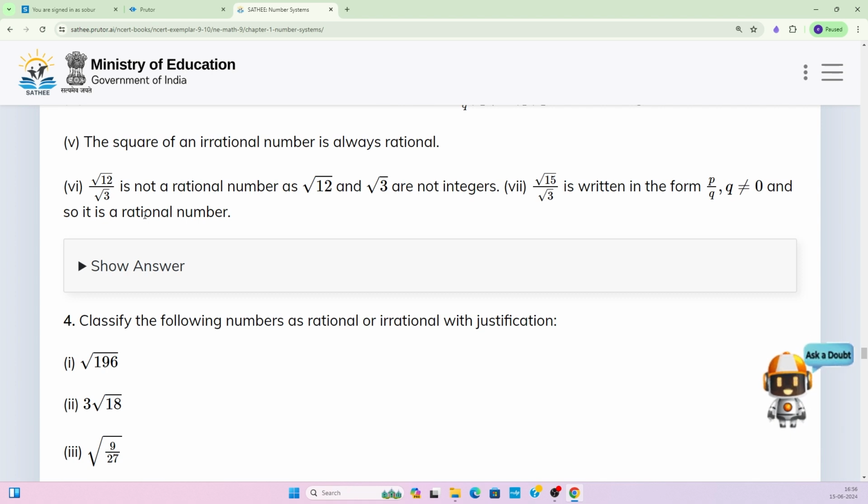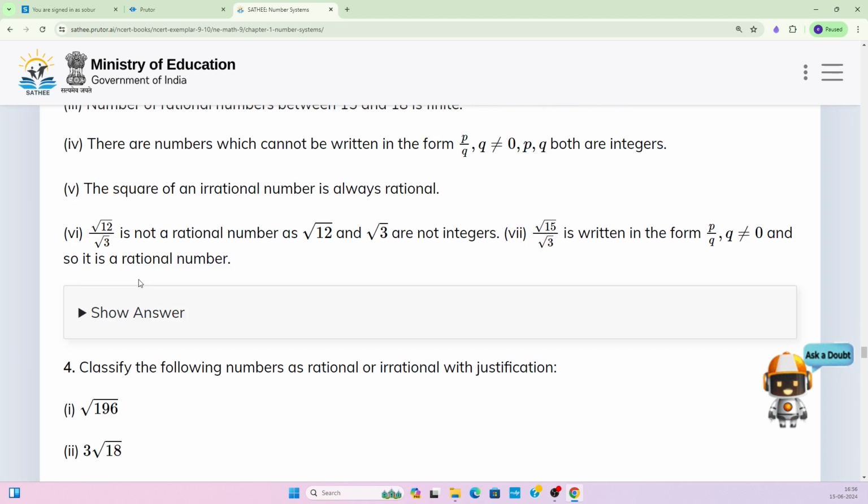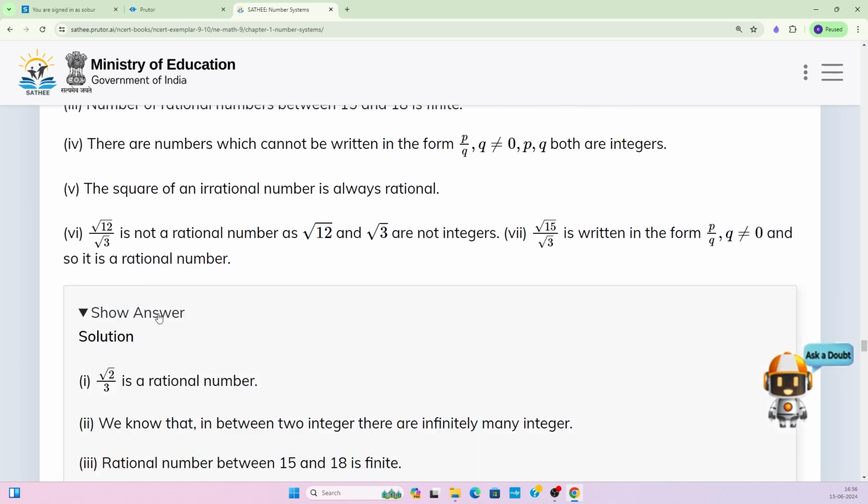And in the sixth one we have root 12 by root 3 is not a rational number, as root 12 and root 3 are not integers. And in the seventh one we have root 15 by root 3 is written in the form p over q, and so it is a rational number. So let us check whether the following statements are true or false.